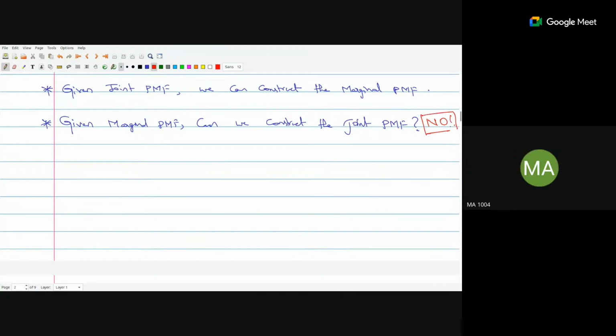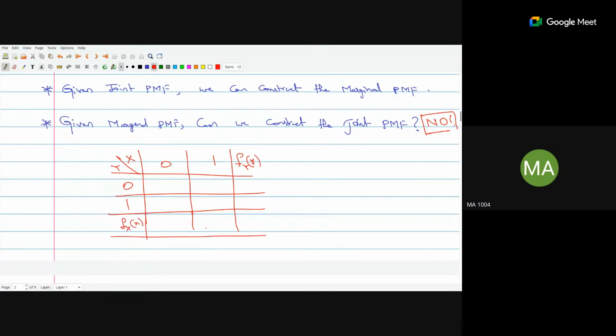I didn't discuss independence, so I can give you a simple example where it fails. Just take two possible values, 0, 1, and 0, 1. Suppose I know the marginals to be 1 by 4, 3 by 4, and 1 by 3, 2 by 3. This is the marginal distribution of y, and this is the marginal distribution of x. So can I say what value will come here and here?